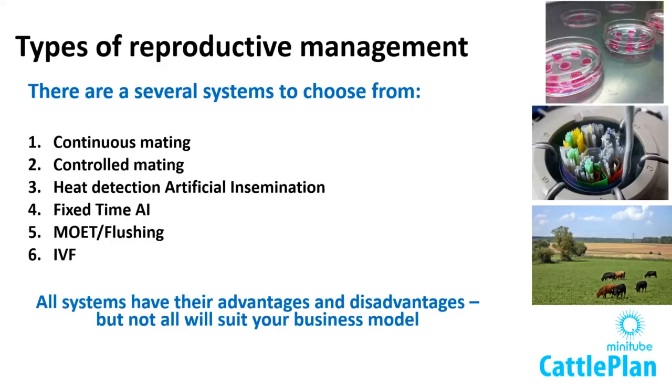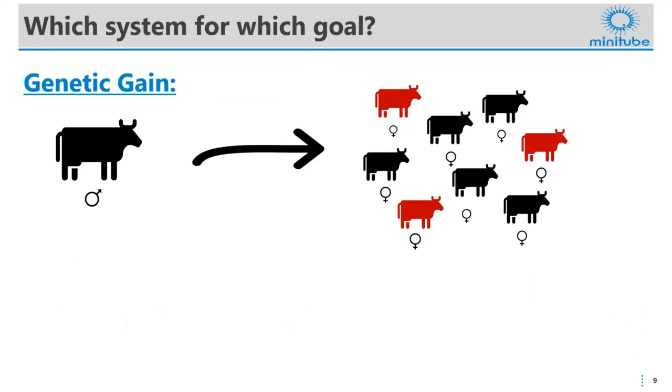This is similar to flushing, however, they actually collect the eggs from the cow and not the embryos. Then they take them back to the lab where they're fertilized by the scientists. They're grown there for 7 days before being transferred into recipient animals. So all of the different systems have advantages and disadvantages, but it depends what your business goals are as to which one suits you best.